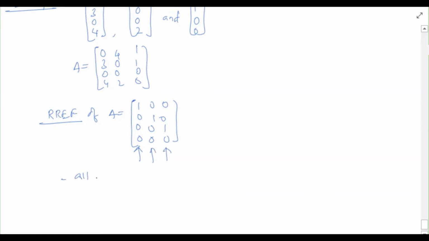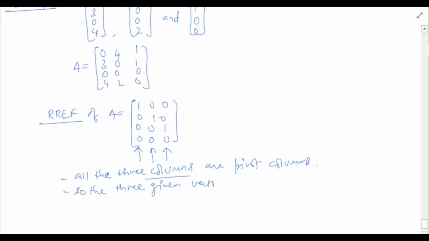All the three columns are pivot columns. So the three vectors are linearly independent. So the three given vectors are linearly independent.